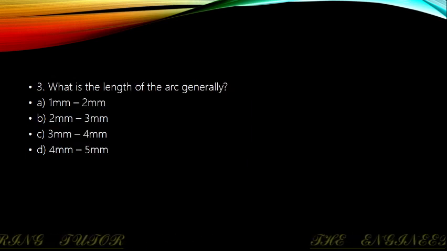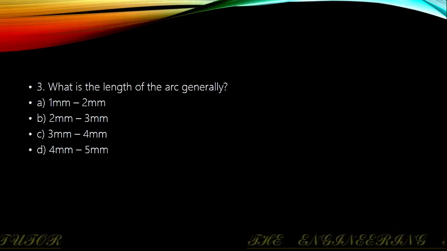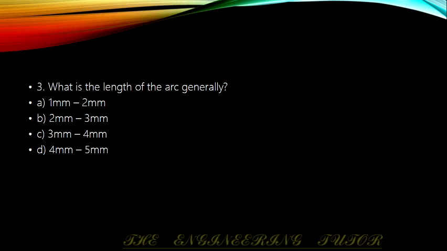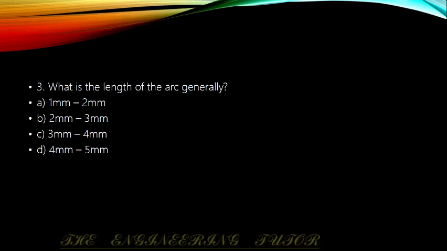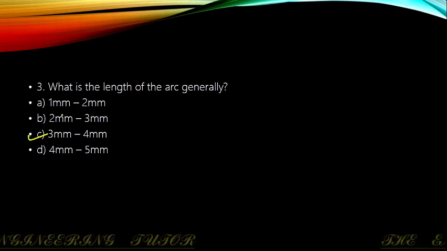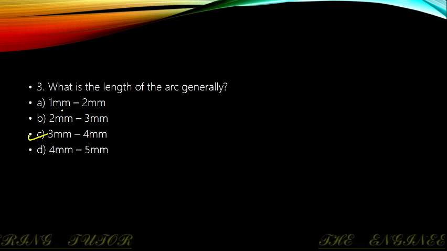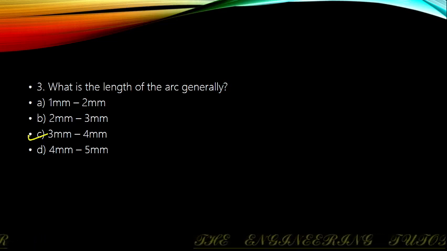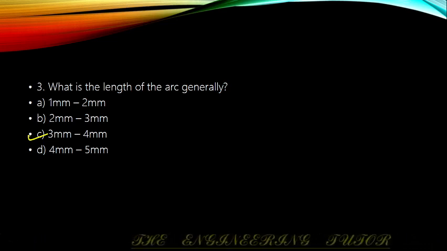What is the length of arc generally? It may vary from 3 mm to 4 mm. They have given the options as 1 mm to 2 mm, 2 mm to 3 mm, and 3 mm to 4 mm, 4 mm to 5 mm. The correct answer is the arc length varies between 3 mm to 4 mm.